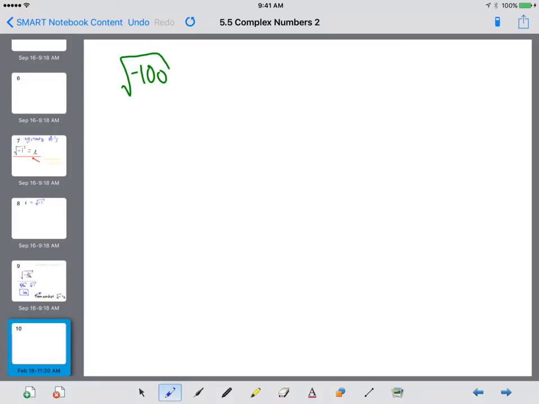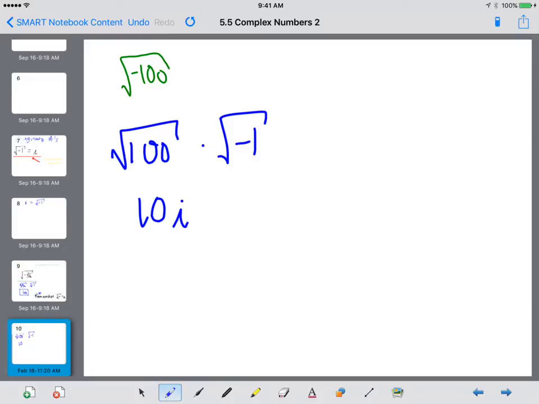Let's try another one. I'm sure you can guess what this one will be. So we have the square root of negative 100. So I'm going to take the square root of 100, multiply it with the square root of negative 1. We're factoring the negative 1 out. The square root of 100 is 10. The square root of negative 1 is i. And there is my answer.